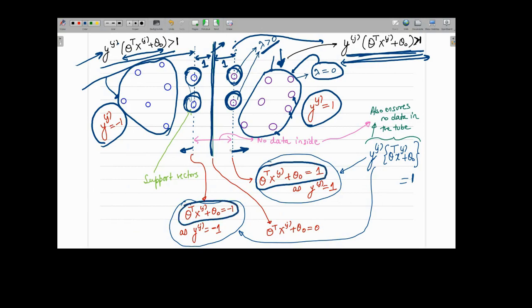So for this, it is theta transpose xj plus theta 0 equal to 1. For this, it is theta transpose xj plus theta 0 equal to minus 1. So the points which are actually lying on this satisfy this equation. So all the values of these points will have lambda greater than 0. For all the other points, the value will be equal to 0. So that's why we call them support vectors.